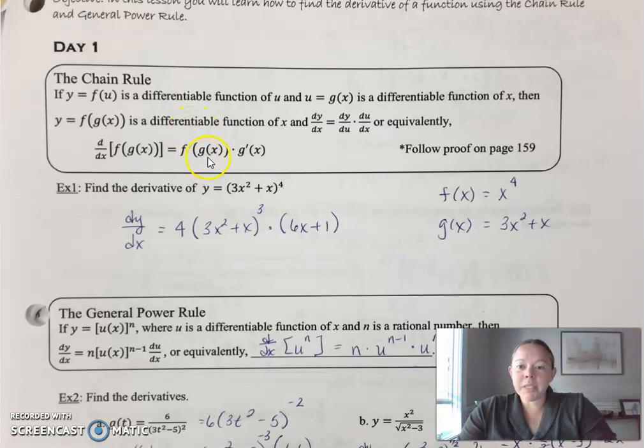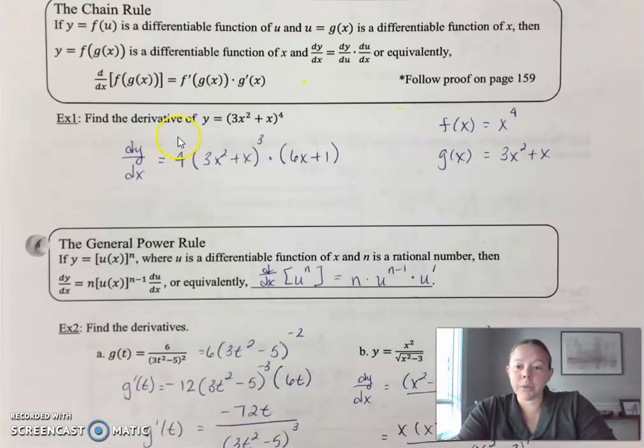So the chain rule is basically going to deal when you have a function within a function, which happens quite frequently. So in this case, you'll notice here's your d dx, and you have a function within a function. So you're going to do the derivative of the outside function. So that's the f prime. But notice the inside stays the same. Then times the derivative of the inside. Okay? So it'll make more sense when you see an example. And there is a nice proof on page 159.